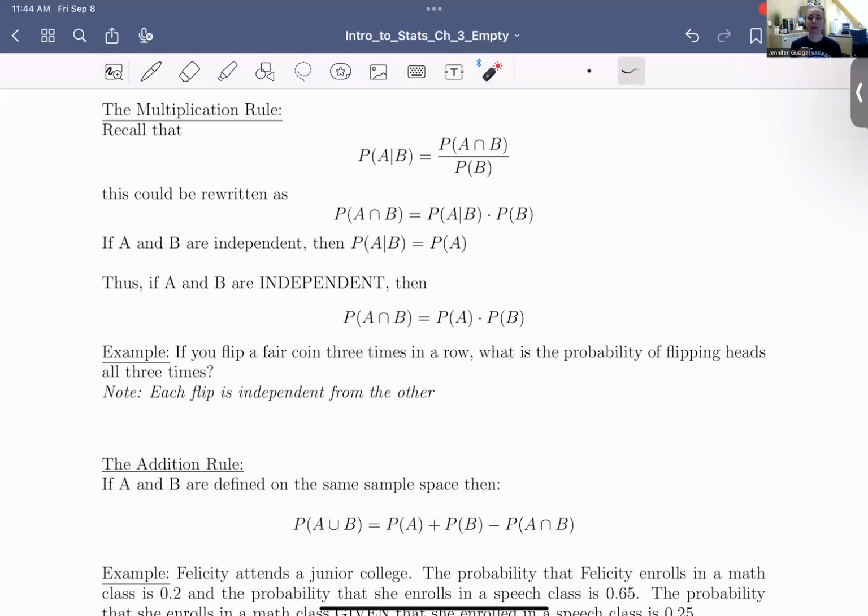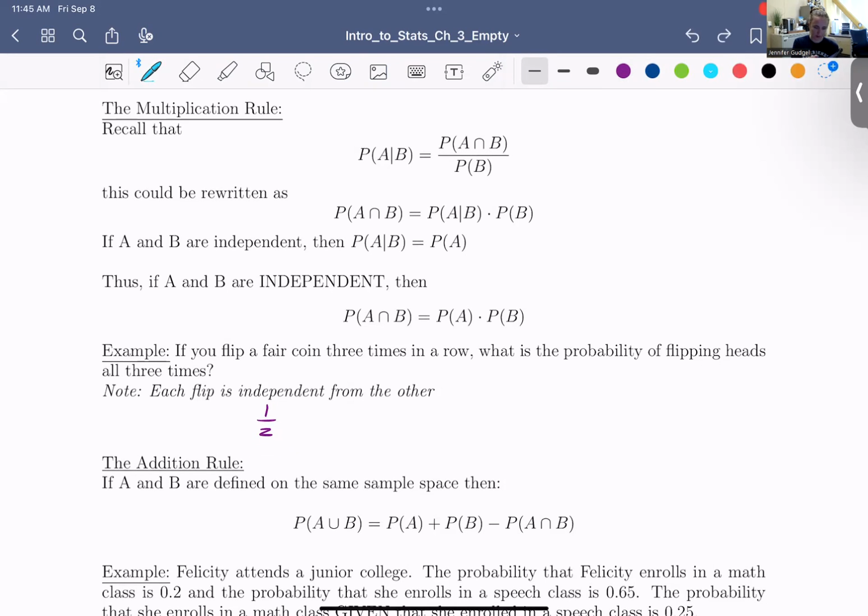So to find the probability of flipping heads all 3 times, we would just say, well, the probability of flipping heads is 1 out of 2. That's the first flip there. All right, the second flip, since again, it was independent of the other, our second flip is still going to be 1 out of 2, or 0.5. And our third flip is still going to be 1 out of 2.